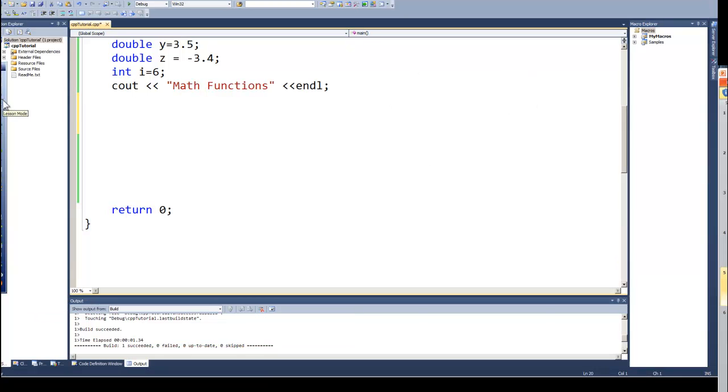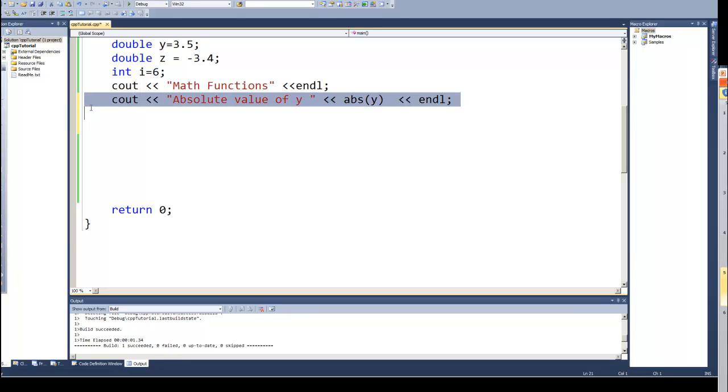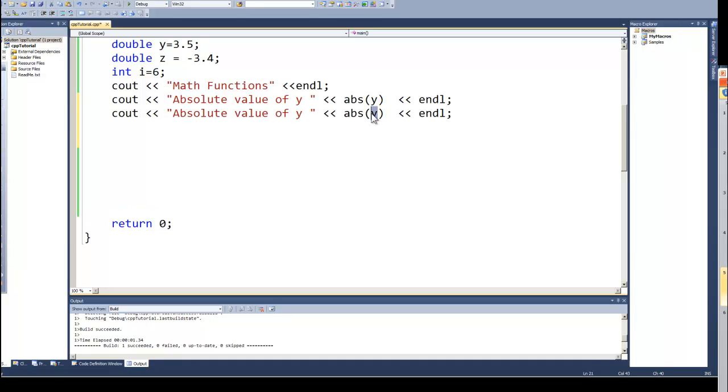Now, the absolute value function can work on a variable, or it could work on a constant, a number. So let's do that, and I'm going to do the same as I've done before. I'm just going to output that value in a cout statement, and the function for absolute value is ABS, short for absolute value, and then you've got parentheses, and you put your variable in parentheses. Let me first do the absolute value of Y, and Y is 3.5, so it should give us the same number. And maybe let's also do the absolute value of Z, which shows as a minus 3.4. So that should give us a 3.4.